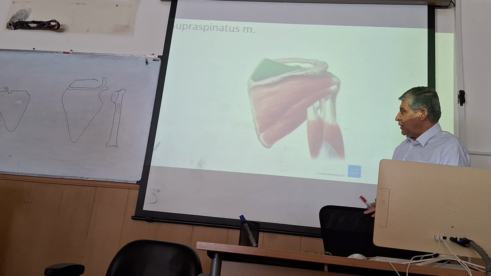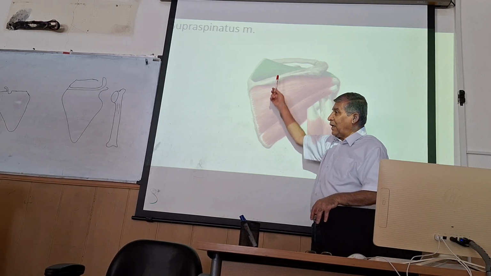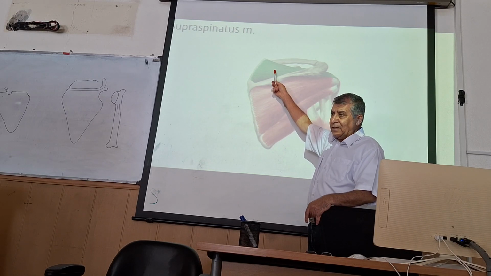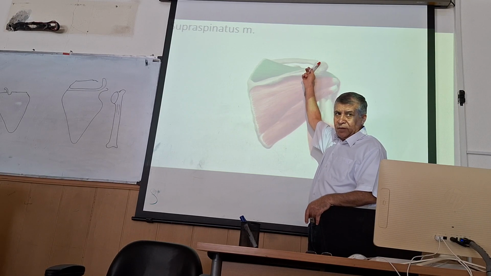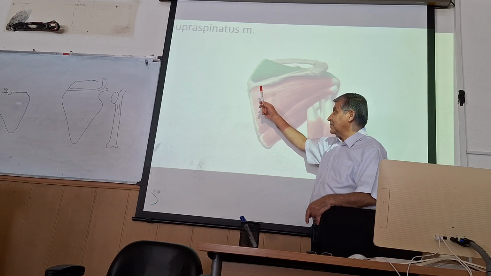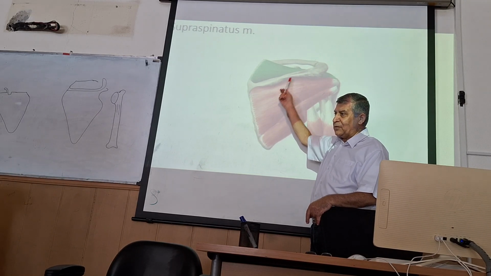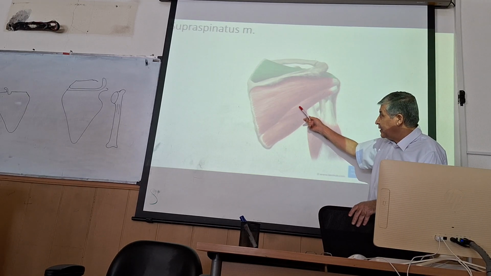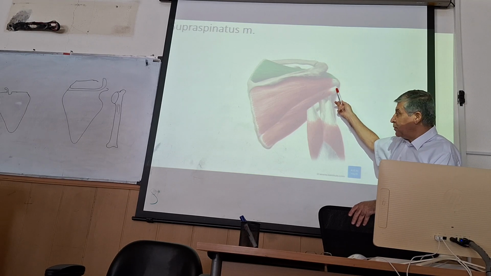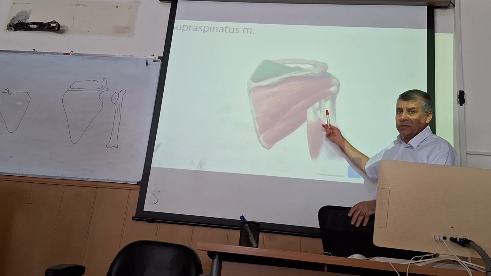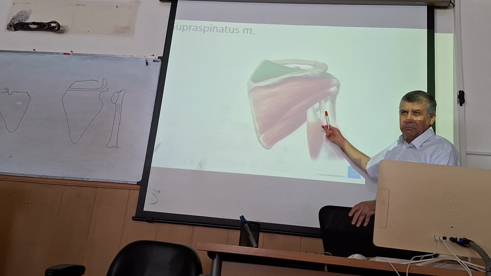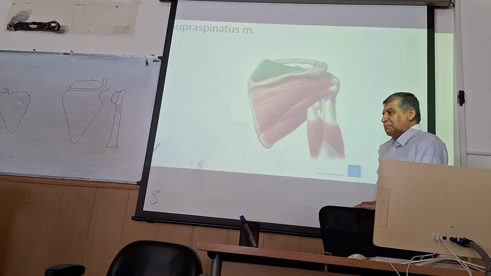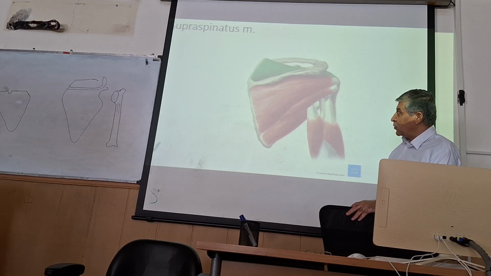Lateral border of the scapula: supraspinatus, infraspinatus. The supraspinatus muscle inserts into the greater tuberosity. Infraspinatus inserts into the greater tuberosity. Teres minor inserts into the greater tuberosity. Teres major inserts into the humerus, the medial lip of the intertubercular groove.